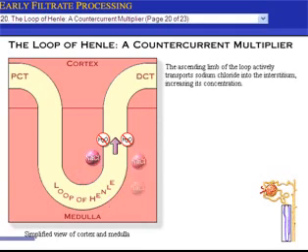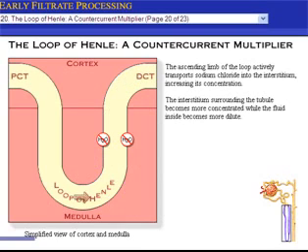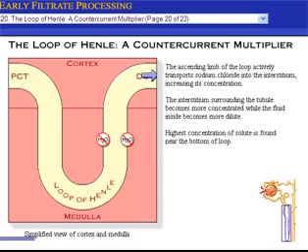The ascending limb of the loop actively transports sodium chloride into the interstitium, increasing its concentration while restricting the diffusion of water. The interstitium surrounding the tubule becomes more concentrated, while the fluid inside becomes more dilute. As the fluid moves up the loop, there is progressively less solute to pump out, so the highest concentrations of solutes are near the bottom of the loop.